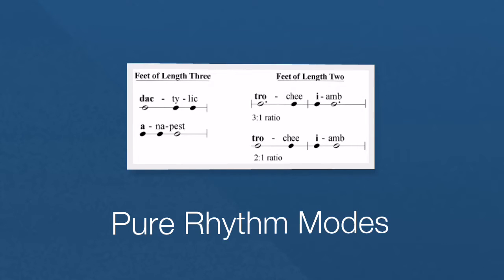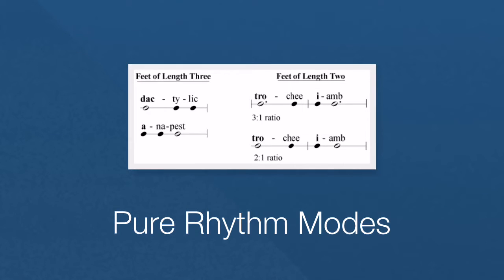The first of the feet of length 3 is the dactyl, or the dactylic mode. The second is the anapest, or the anapestic mode. The first pattern that is the feet of length 2 is the trochee, or the trochaic mode. The second of the feet of length 2 is the iamb, or the iambic mode. Notice that the feet of length 2 patterns may be notated at a ratio of 3:1 or 2:1.